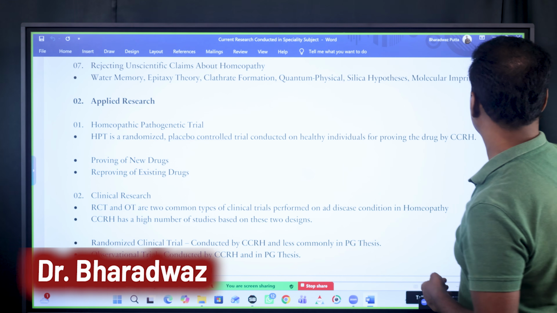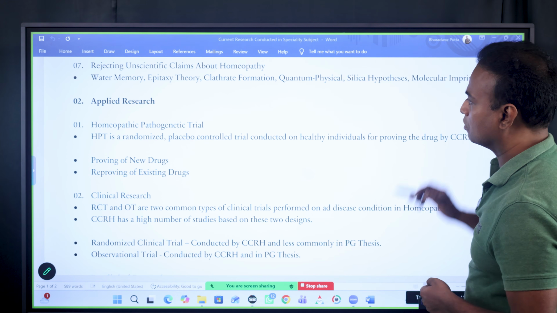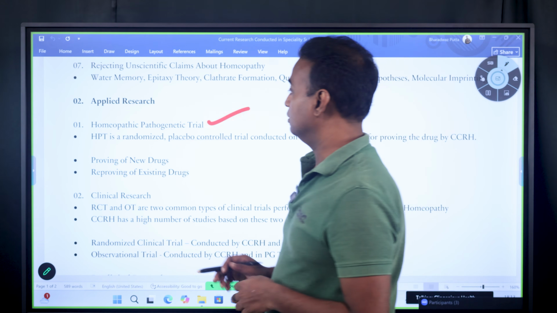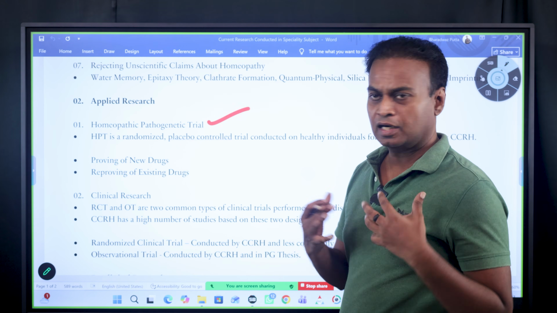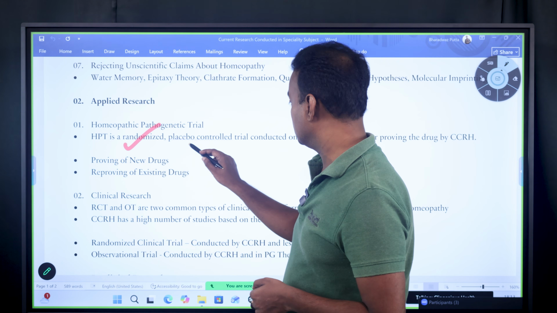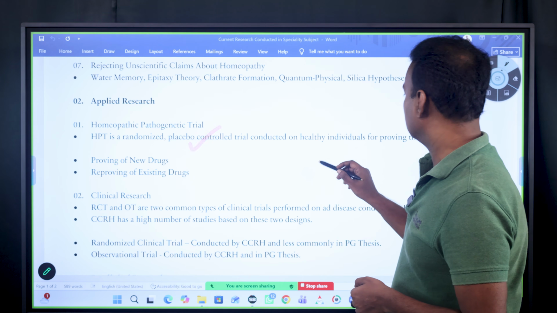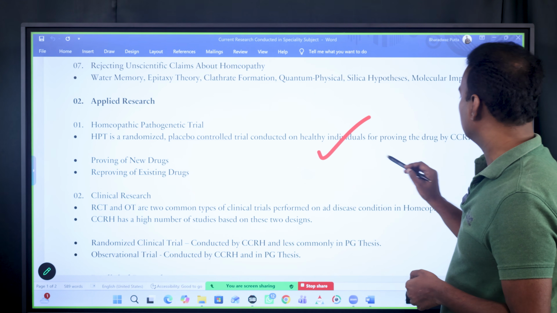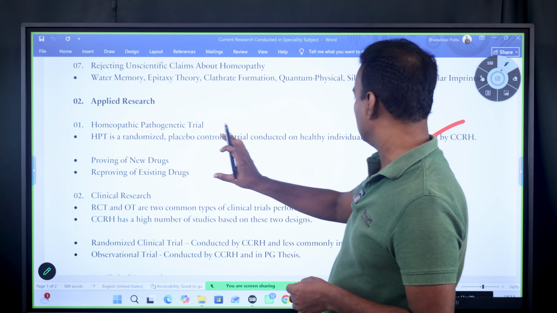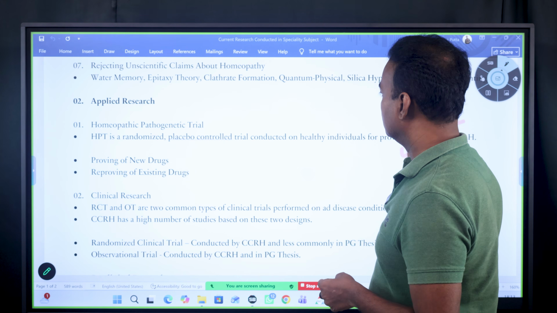Next, coming to applied research in homeopathy. First one is pathogenetic trial. These pathogenetic trials are conducted by CCRH. Pathogenetic trial is a randomized, placebo controlled trial, and it is done on healthy individuals for proving the drug. Randomized placebo controlled, healthy individuals are used in this trial.